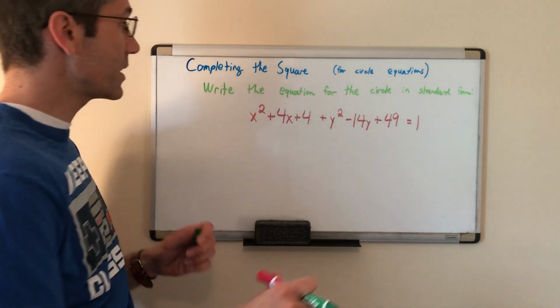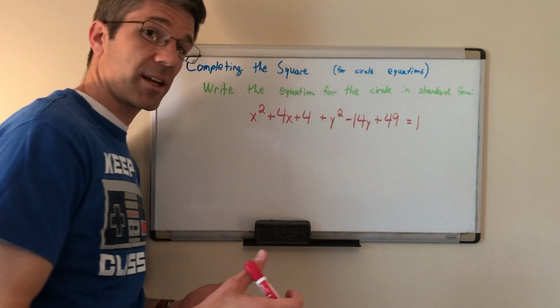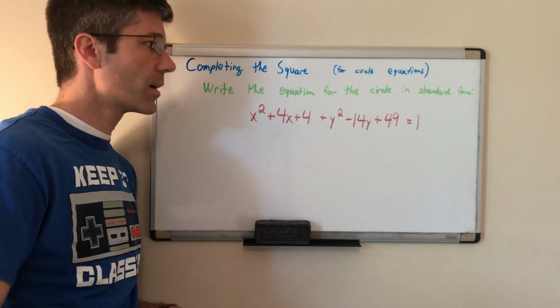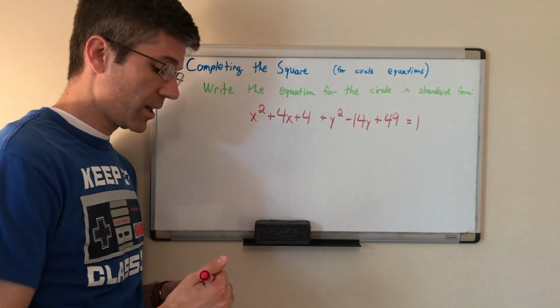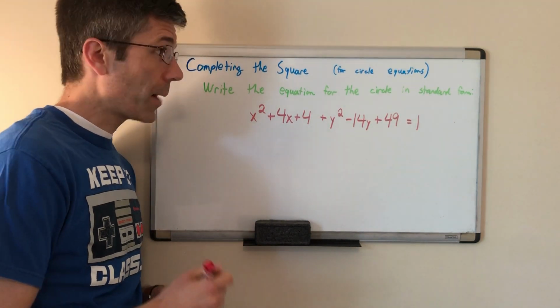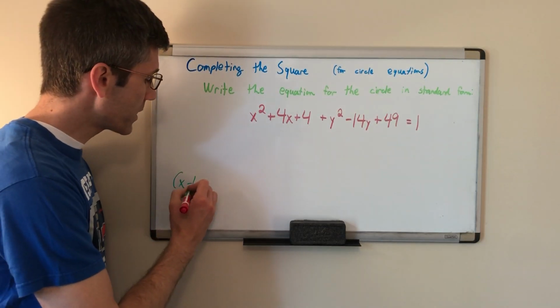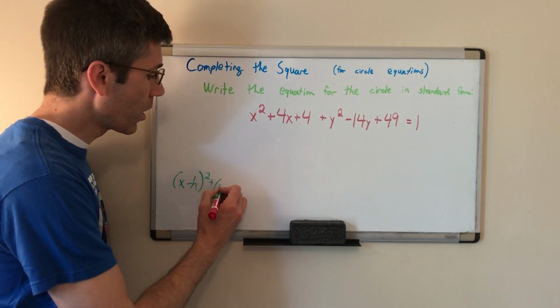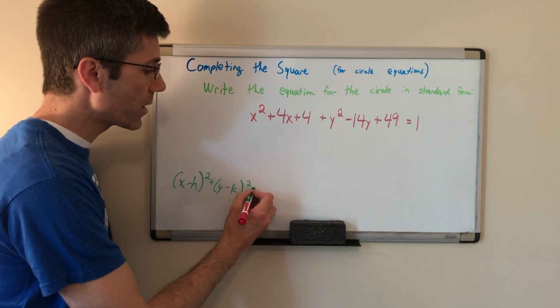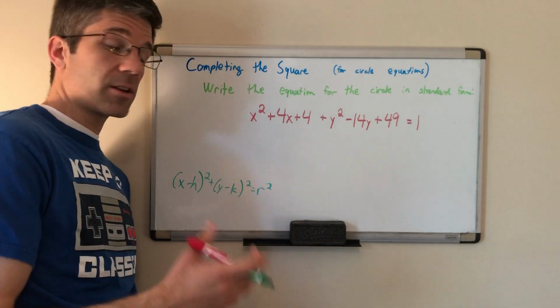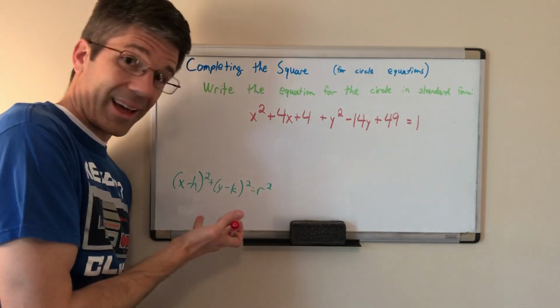The first one says write the equation for the circle in standard form. It also tells us that we need to find the radius and the center, which we'll get to later. But we need the equation first. So before I'm done, I'm going to have an equation that looks like this: x minus h squared plus y minus k squared equals r squared. R is the radius, and h, k is the center. So this needs to look like that.